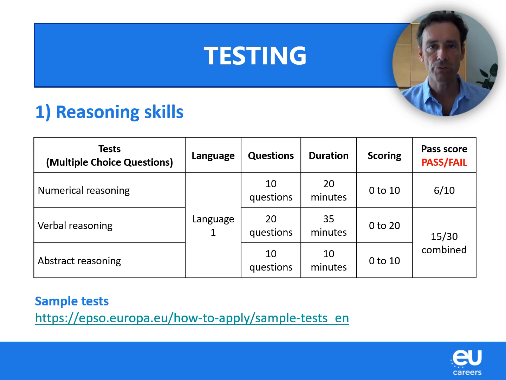Just reaching this pass score is sufficient to be still in the running for a place on the list of successful candidates. I strongly suggest you have a look at our sample test page, where you can find a number of examples of questions in these different reasoning skills fields to get familiar with the level of difficulty and the type of questions for this test.